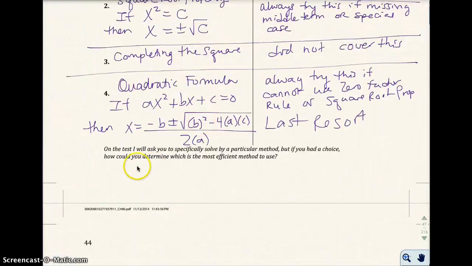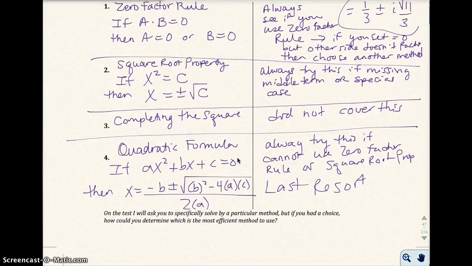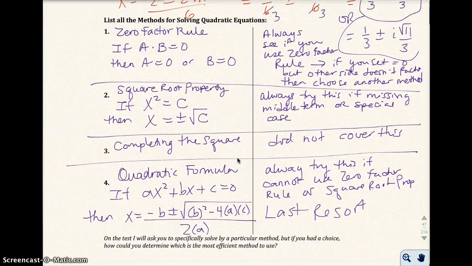Okay, so again, on the test, I would ask you specifically to solve by a particular method. So there's some problems I'll say, solve this using the quadratic formula. Or I'll say, solve this using the zero factor rule. Or solve this using the square root property. That would tell you which method to use. But if I give you a choice, you want to determine the most efficient method to use, and you go back to this chart here, and you look at some of the clues I gave you right here on when I would use a specific method. Okay?